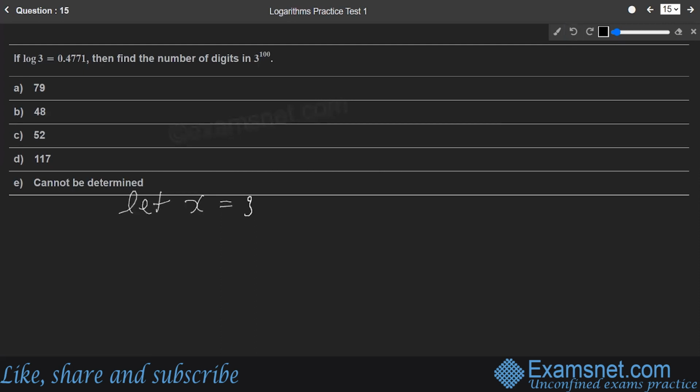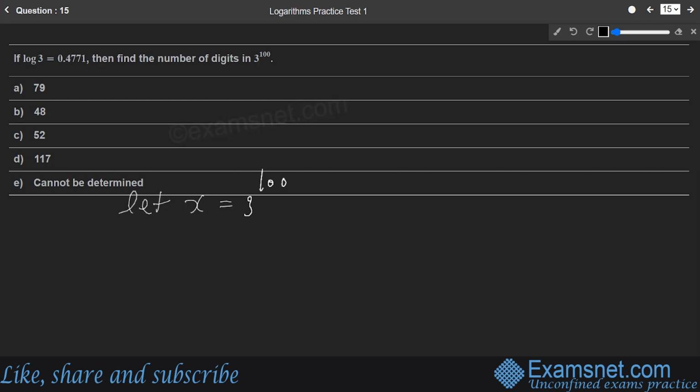Let x equal 3 to the power 100, because we have to find the number of digits in 3 to the power 100. Any mathematical way is difficult for giving the number of digits, and 3 to the power 100 is going to be a very huge number. So conventionally it is not possible, so we have to use some trick.